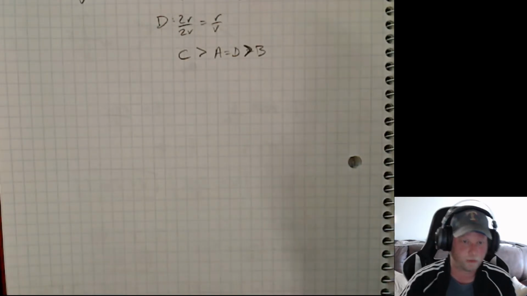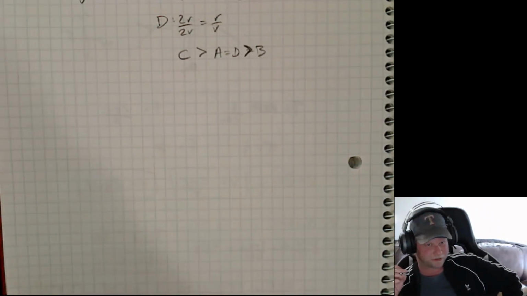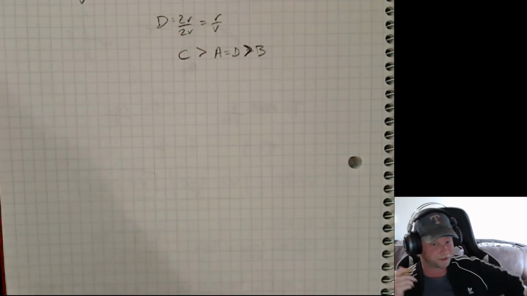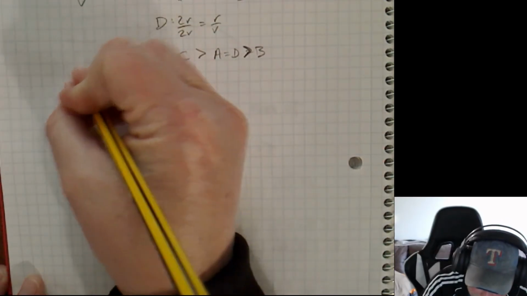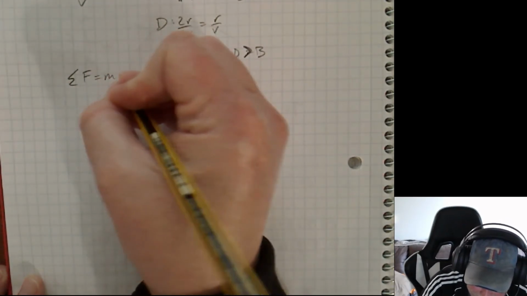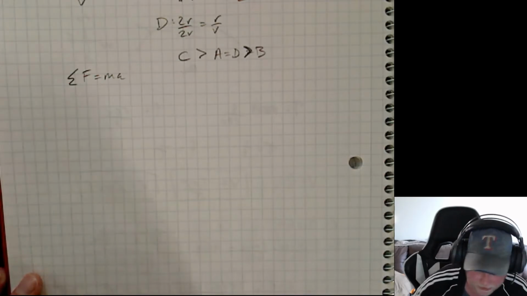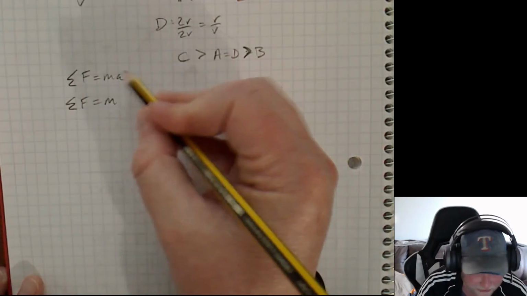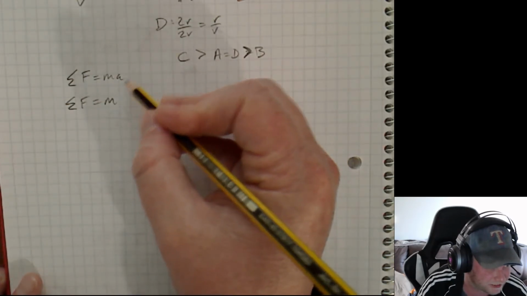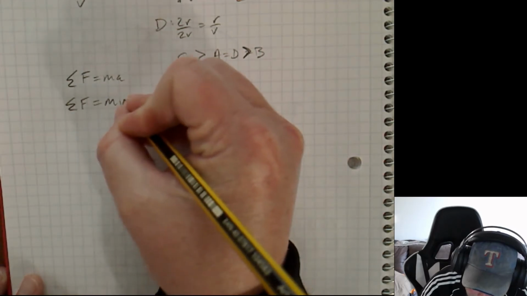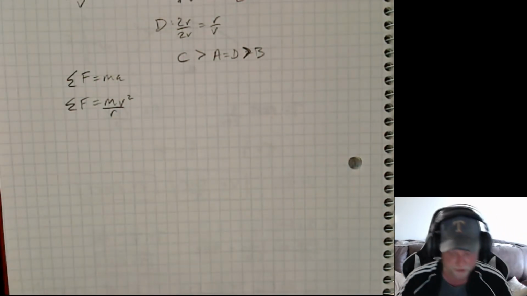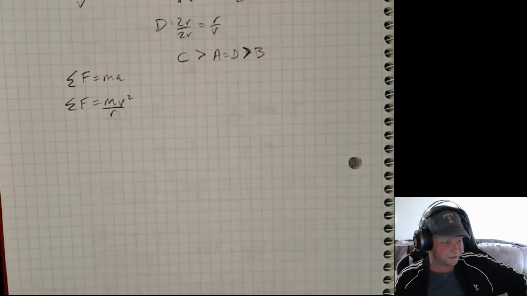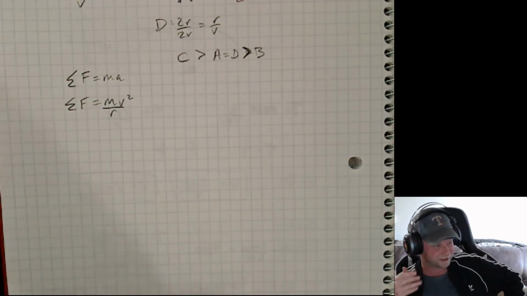So now let's look at what's happening when we're talking about dynamics, when we're talking about circular motion. So the forces involved. Keep in mind, Newton's second law says that the net force is equal to mass times acceleration. Well, when you have circular motion, we know that that's a very specific acceleration. It's the centripetal acceleration, which is v squared over r. So your net force is equal to mass times the instantaneous speed squared over the radius of the circular path.